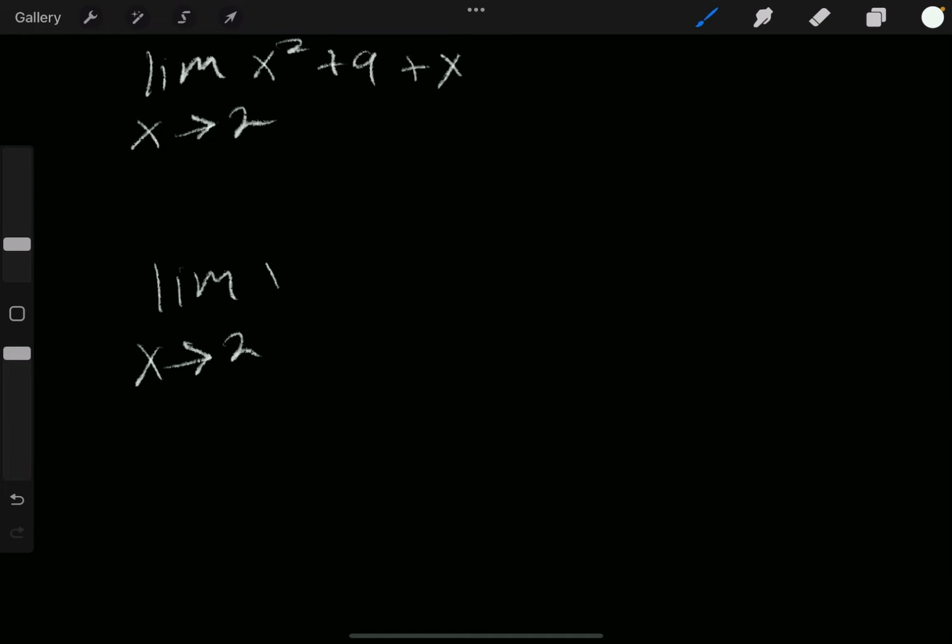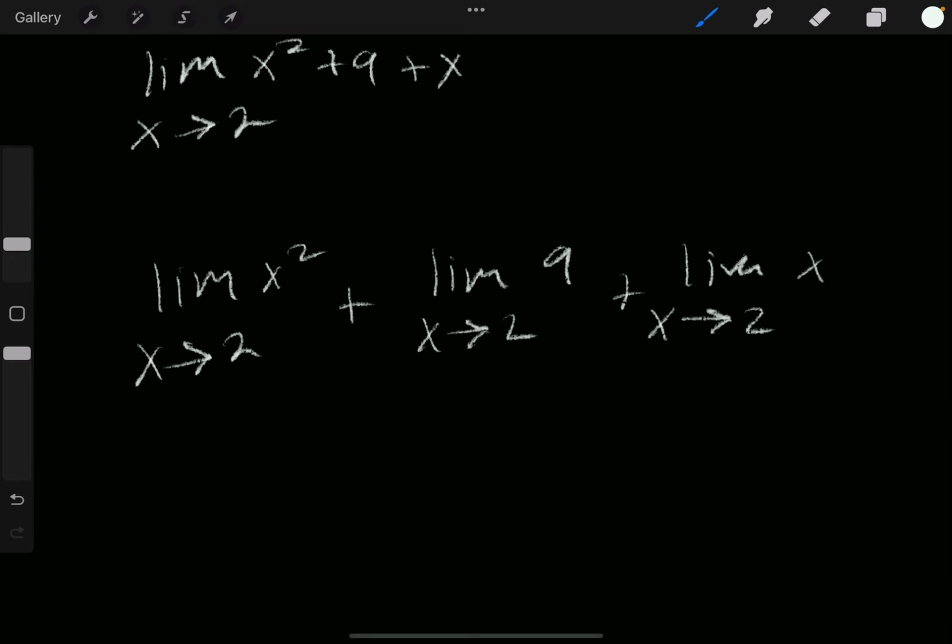Now let's do an example. Let's say the limit as x approaches 2 of x squared plus 9 plus x. First, we'll need to simplify this. So the limit as x approaches 2 of x squared plus the limit as x approaches 2 of 9 plus the limit as x approaches 2 of x.